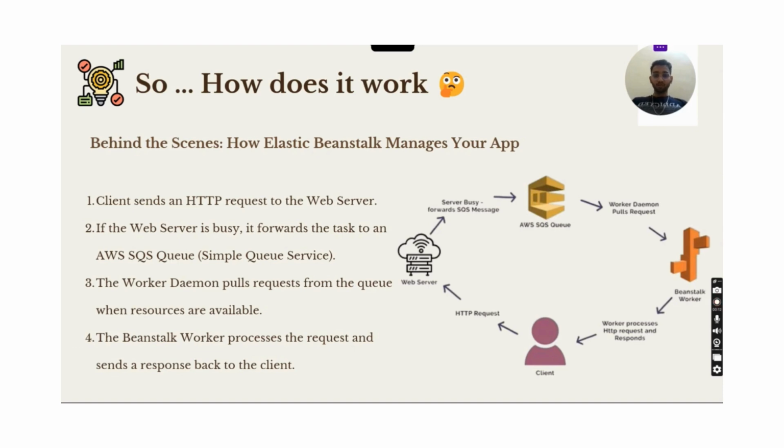How does Elastic Beanstalk actually work? Let me simplify it. First of all, a client sends a request to the web server. If the web server is busy, then the request is forwarded to the AWS Simple Queue Service. The worker daemon pulls the request from the queue and processes it, as you can see in the figure shown on the screen. And lastly, the Beanstalk worker sends a response back to the client. So essentially, Beanstalk manages the flow of requests, ensuring smooth handling even under high traffic. This was the basic working of Elastic Beanstalk.